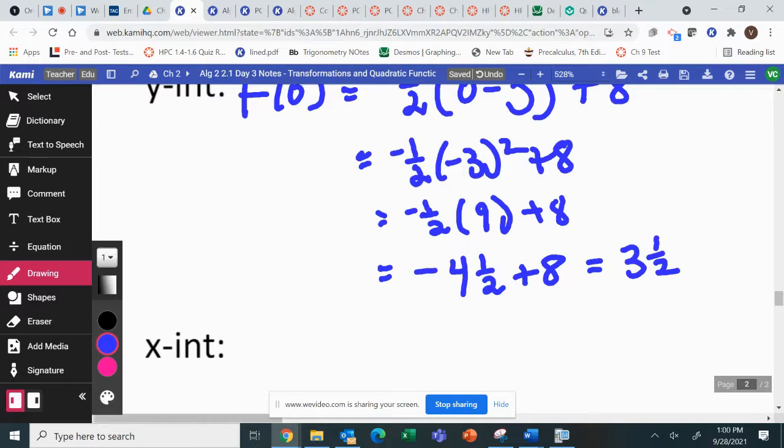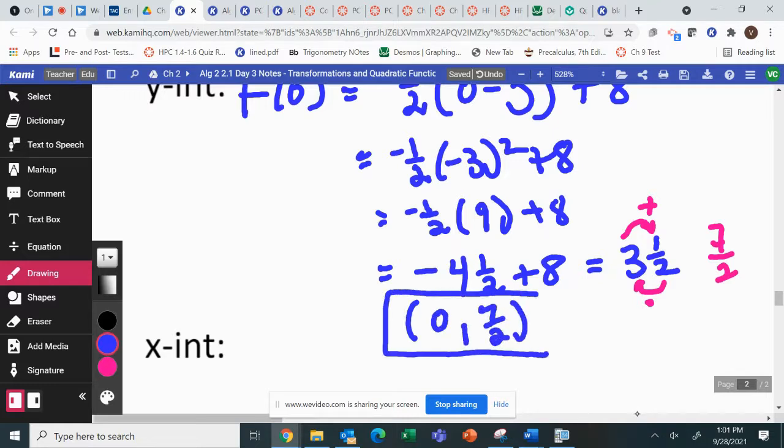Now, if we put this in Canvas, you can't put it in as a mixed number. So just to remember, if you do it as a mixed number, then you have to take 2 times 3 plus 1 over 2. So it'd be 7/2. So our y-intercept is 0, 7/2. Also remember it has to be an ordered pair. 0, 7/2.